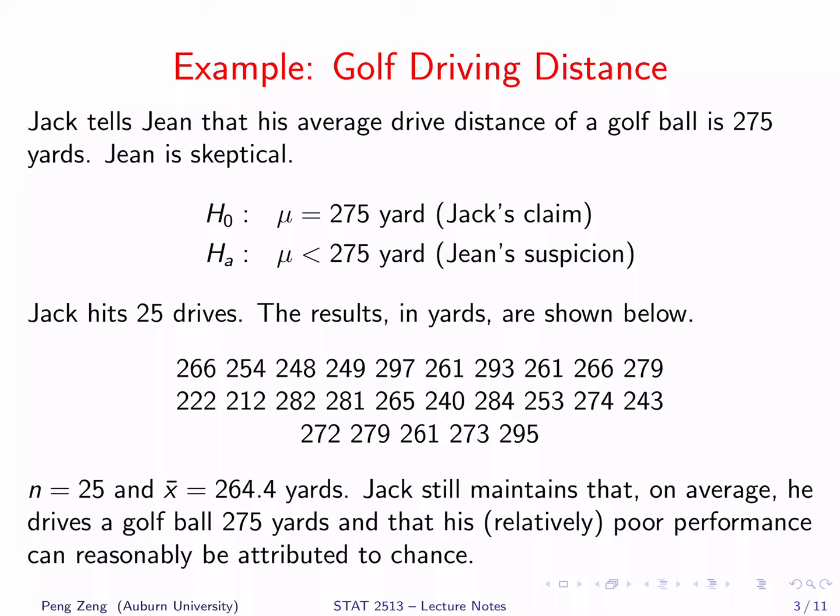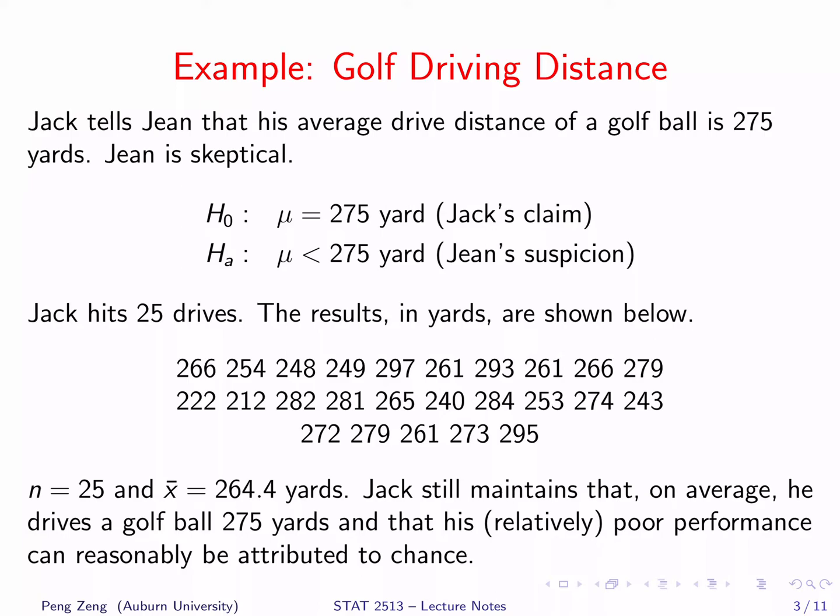Let's look at one example. Jack tells Jane that his average drive distance of a golf ball is 275 yards. Jane does not believe it. It is a hypothesis testing problem. The null hypothesis is mu equals 275 yards, which is Jack's claim. The alternative hypothesis is mu less than 275 yards, which is Jane's suspicion. Notice that the null hypothesis usually contains words such as equal. Hence, we put mu equals 275 as the null hypothesis.